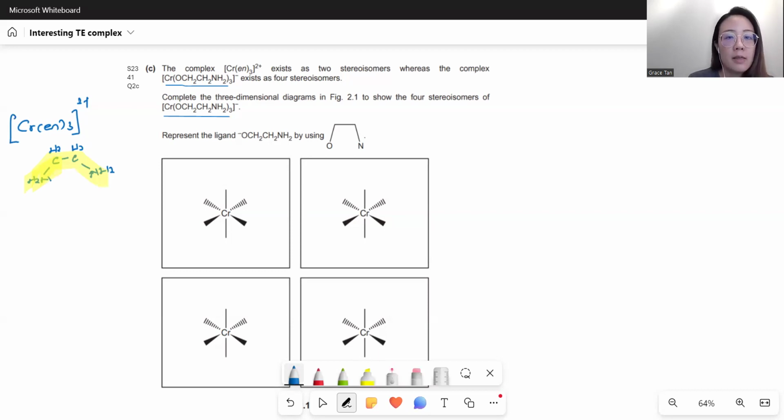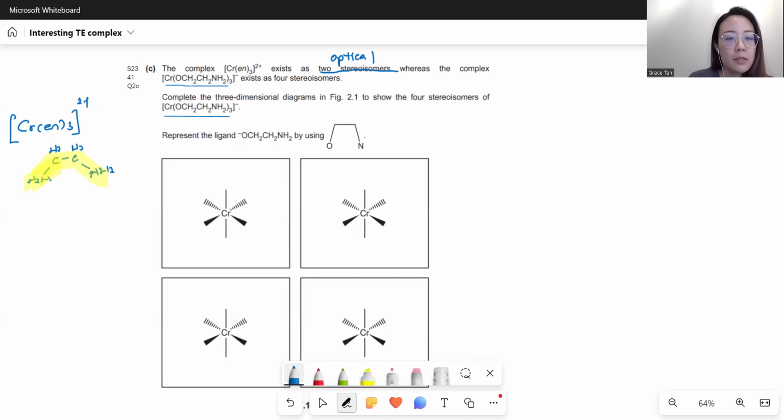Okay, and they exist as 2 stereoisomers. Now, the 2 stereoisomers over here will be the optical isomers. Okay, the left and the right hand mirror images of each other and are non-superimposable.